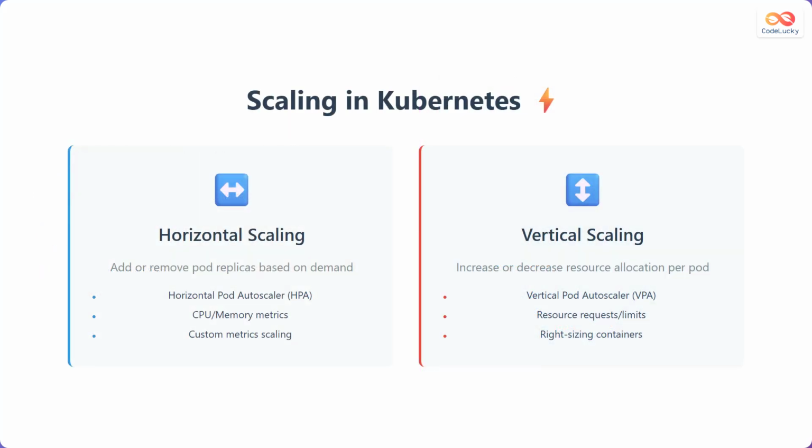There are two primary types of scaling in Kubernetes. Horizontal scaling involves increasing or decreasing the number of pod replicas based on demand using tools like the horizontal pod autoscaler, which monitors resource usage such as CPU or memory. Vertical scaling adjusts the resource allocations like CPU and memory to individual pods, optimizing them for workload needs using the vertical pod autoscaler.